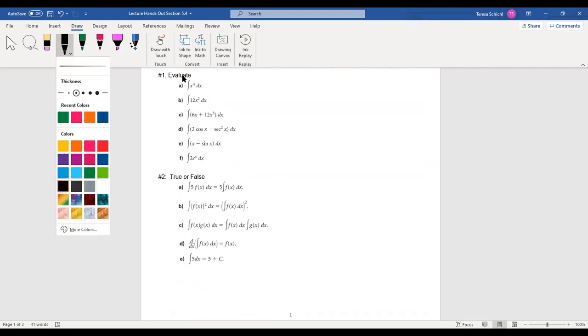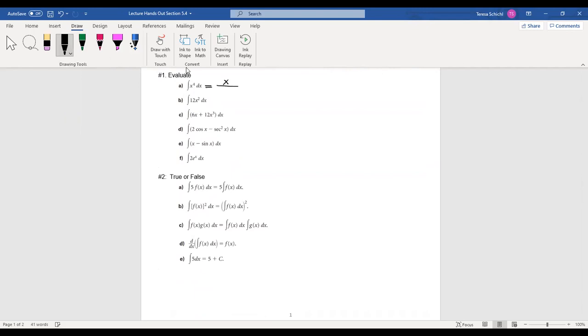Now let's take a look. For this one, it says evaluate x to the fourth. By the antiderivative, the answer will be x to the fifth over 5, and don't forget the plus c here. The second part is also an indefinite integral, so you find the antiderivative. What is x squared? It's 2 plus 1, which is 3, so x cubed over 3, and then plus c. So this one is 4x cubed plus c.